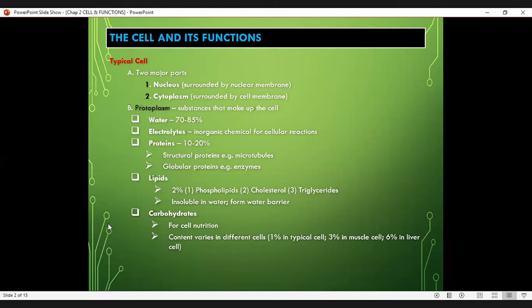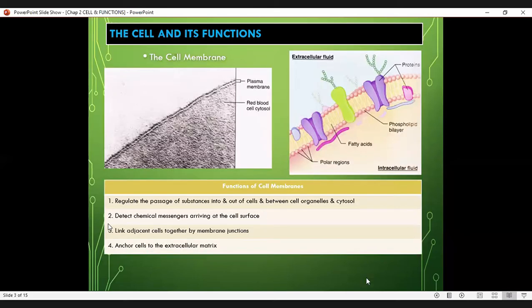So the lipids is made up of 2% phospholipids, cholesterol, and triglycerides. And this cholesterol is the one that you are always afraid of, right? People are very conscious about cholesterol.